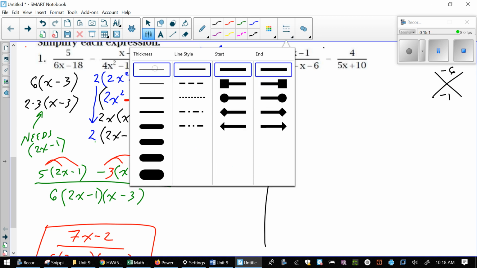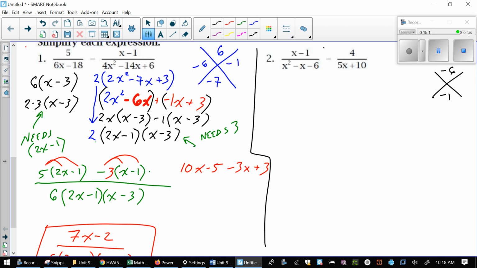What two factors multiply to -6 and add up to -1? That's going to give us -3 and +2. So my denominator here is x minus 3 and x plus 2. In my other denominator, I can factor out a 5, and that gives me x plus 2.